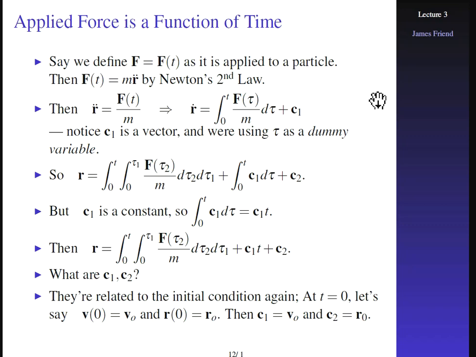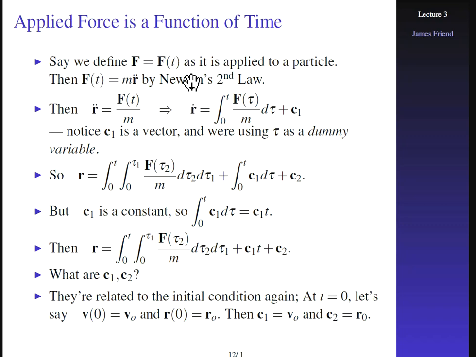Now let's take a look at what happens if the applied force is a function of time. Suppose we go back and make the mass of the rocket constant again. We're going back to our ion rocket, so the force is equal to the mass times acceleration, m times r double dot. We're throwing out the chemical rocket and going to the ion rocket now. So we define F as a function of time, as it is applied to this rocket.